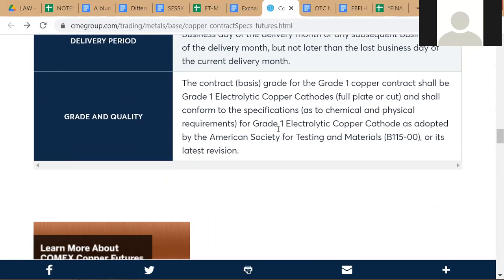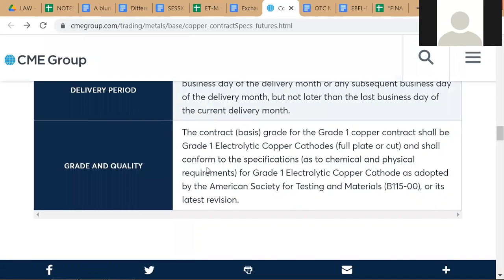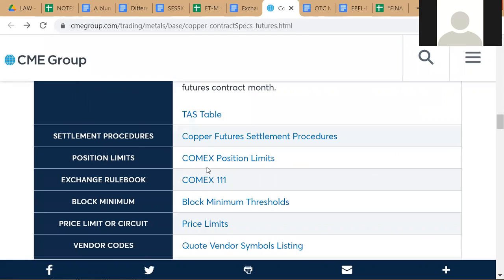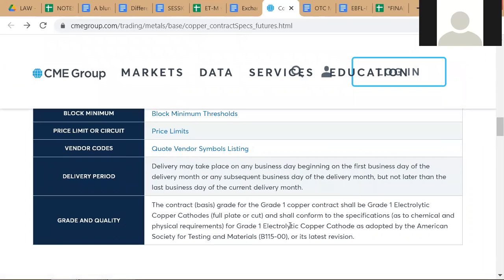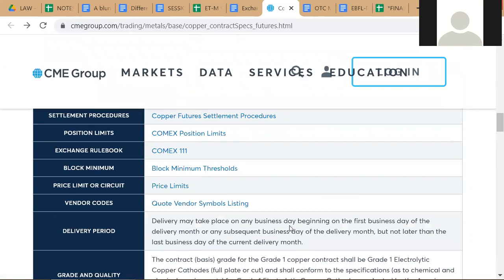It's so highly specific as to exactly what you can deliver against this particular contract. You can't just take any copper from somewhere and just deliver it. It has to meet the standards here. So these are some of the aspects of standardization that futures contracts deal with, okay? So you have to understand that. So this is what we mean by standardization, that there is no flexibility on all these terms.